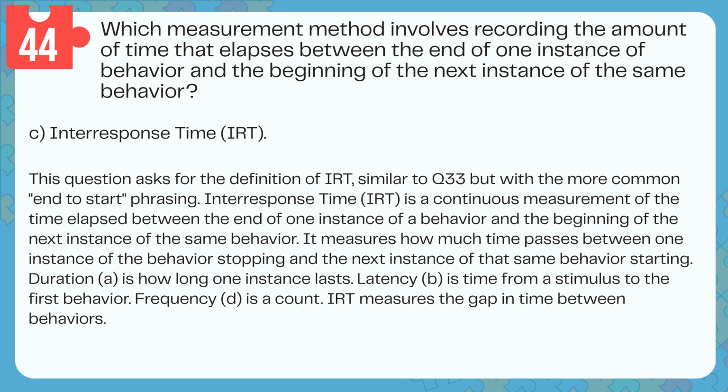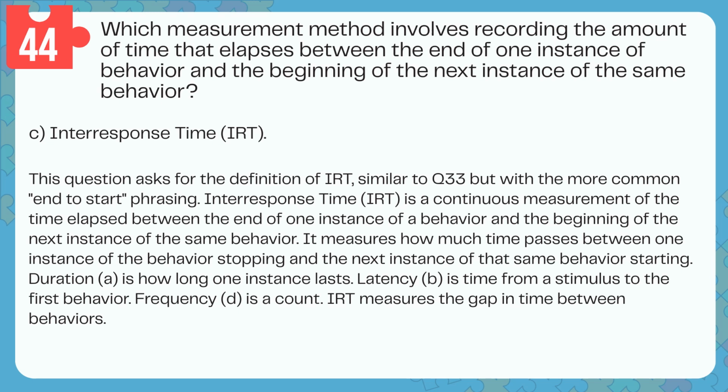Answer C. Interresponse time, IRT. This question asks for the definition of IRT, similar to Q33, but with the more common end-to-start phrasing. Interresponse time, IRT, is a continuous measurement of the time between two consecutive occurrences of the same behavior. It measures how much time passes between one instance of the behavior stopping and the next instance of that same behavior starting. Duration, A, is how long one instance lasts.